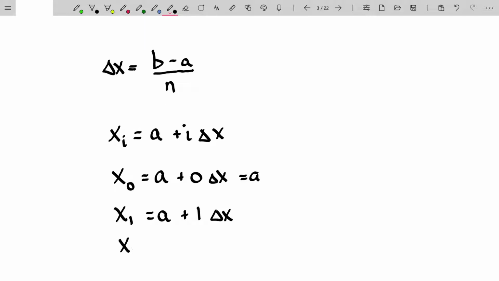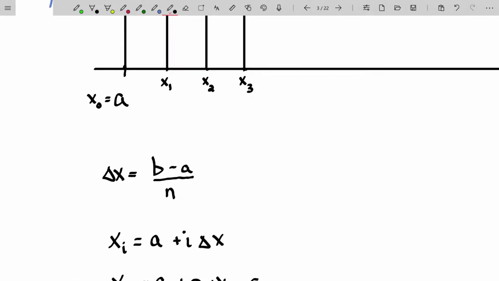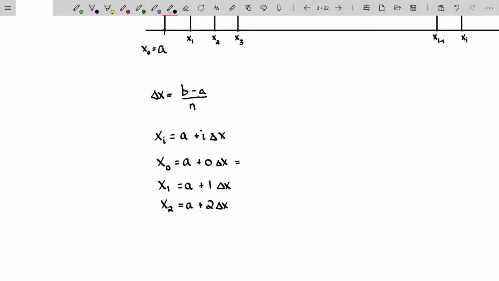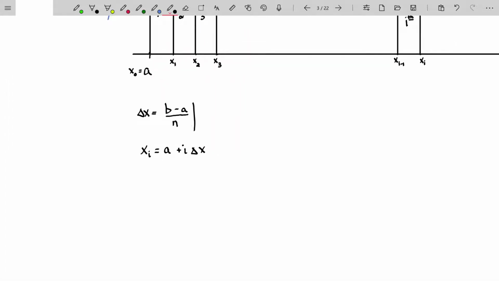If you want to get to X sub 2, again, you start at A and you take 2 steps of size delta X. So 2 steps of size delta X will give me X sub 2, and so on and so forth down the line. So that is the justification for the formula. X sub I is equal to A plus I delta X. Those two formulas you will have to commit to memory. They're very, very important. Again, we've already derived this, but it's just nice to review it.